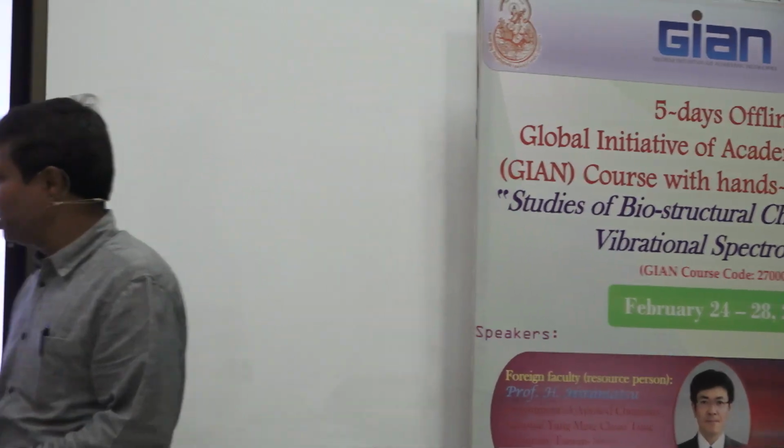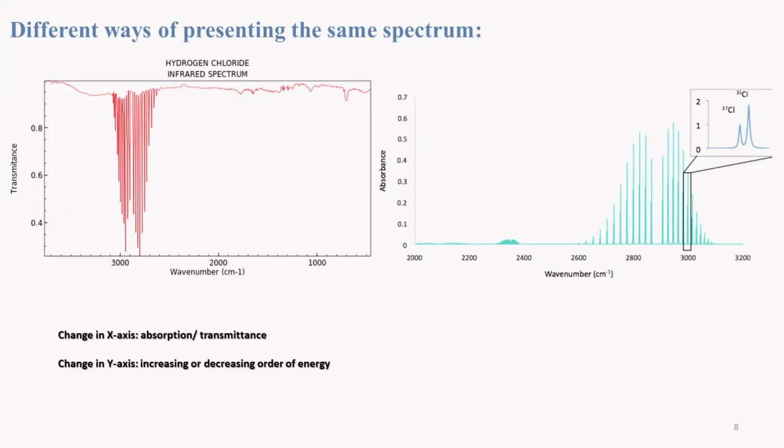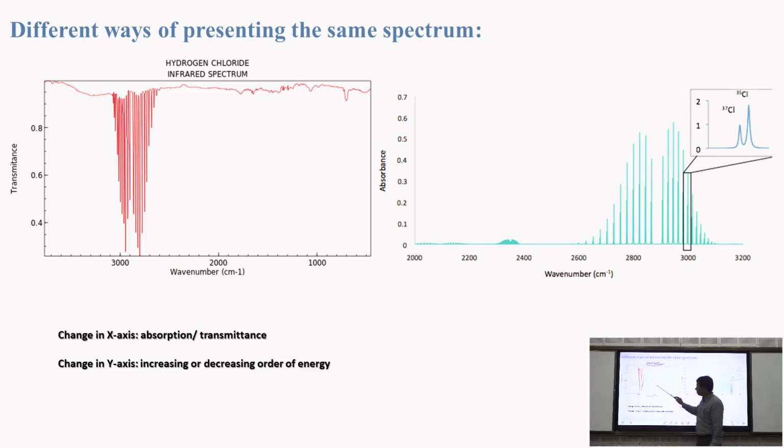This one I am showing you is a different thing. This is the same vibrational spectrum, the infrared spectrum of the HCl molecule. You see this is also the HCl molecule, this is also the HCl molecule. But they look quite different. Why? There is a change in the x-axis, there is a change in the y-axis. What is the y-axis change? This is in terms of transmittance. So transmittance 100 and it is coming like this.